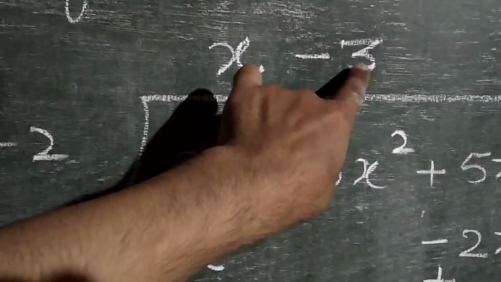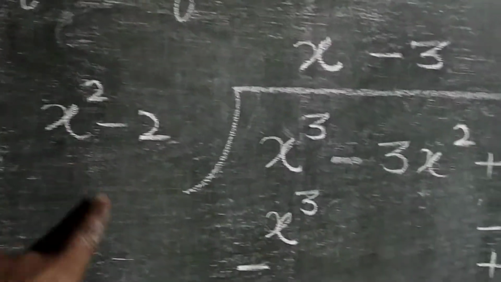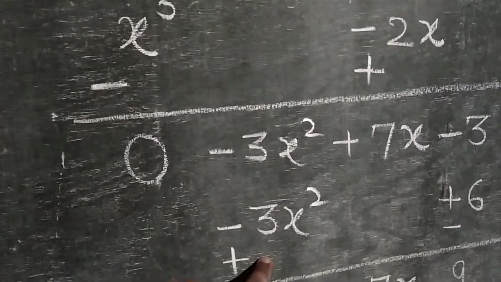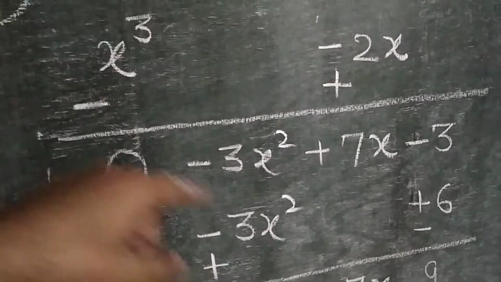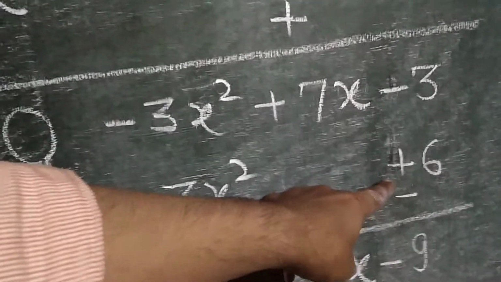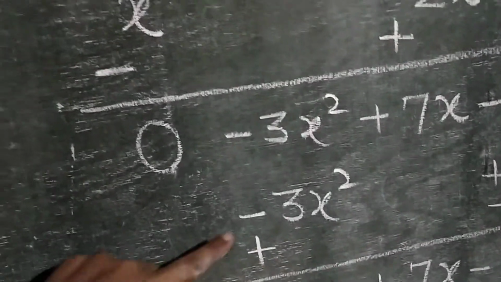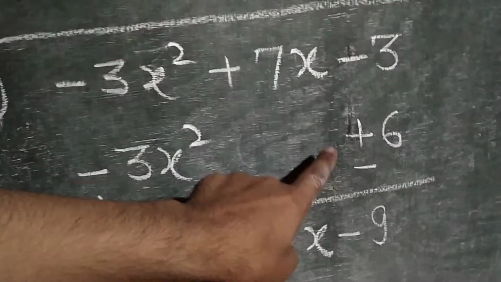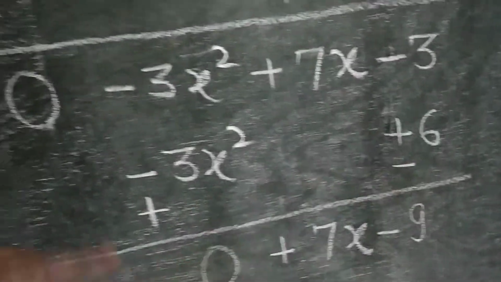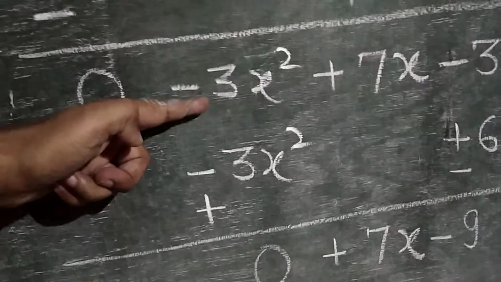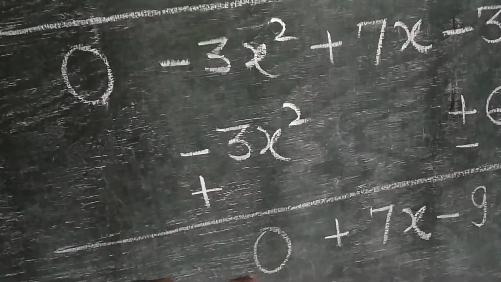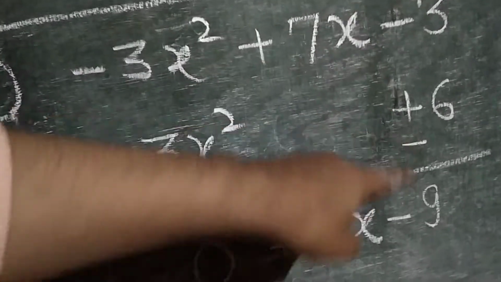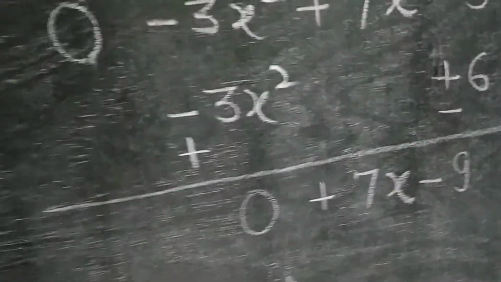Now we will multiply this minus 3 by the divisor. So minus 3 into x square, what will we get? Minus 3x square. Minus 3 into minus 2, we will get plus 6. Again we will change the sign. Here it is minus, so we will take plus sign. Here it is plus sign, we will take the minus. Now subtract it. So minus 3x square plus 3x square, it will become 0. 7x as it is, and minus 3 minus 6, it will become minus 9.